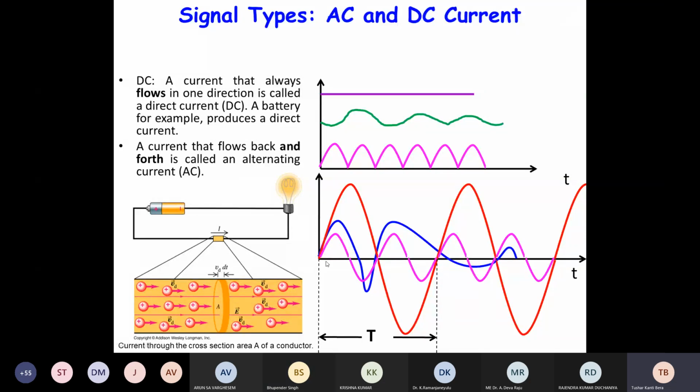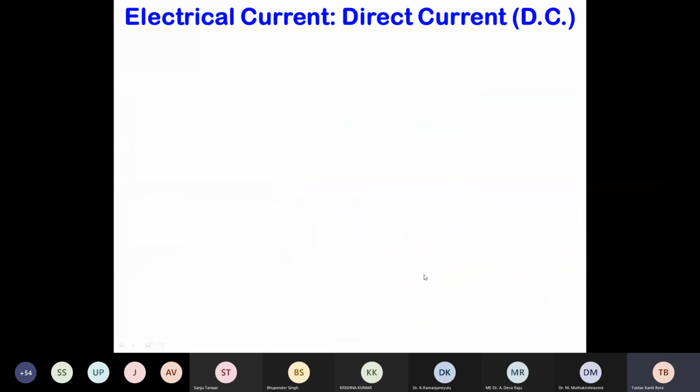Now in the case of an alternating signal, it changes its amplitude as well as its polarity. The amplitude and polarity can change in a periodic manner. Some signals are periodic in nature, some may be non-periodic, which means they will not be repeated with a particular rhythm. As shown by this blue curve, that is called a non-periodic signal, but the red and the pink curves are periodic in nature, and the form of this signal is sinusoidal.